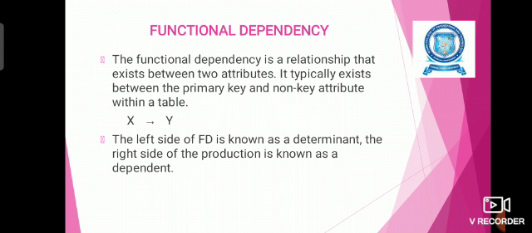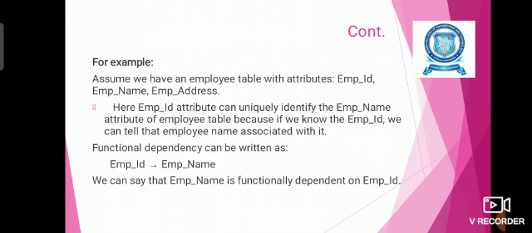Now let us see about the functional dependency. The functional dependency is the relationship that exists between two attributes of a relation. It typically exists between the primary key and a non-key attribute within a table. It is represented as X implies Y. X is one attribute and Y is another attribute of a table. The left side of the FD is known as the determinant and the right-hand side of the FD is called the dependent. For example, assume we have an employee table with attributes employee ID, employee name and employee address.